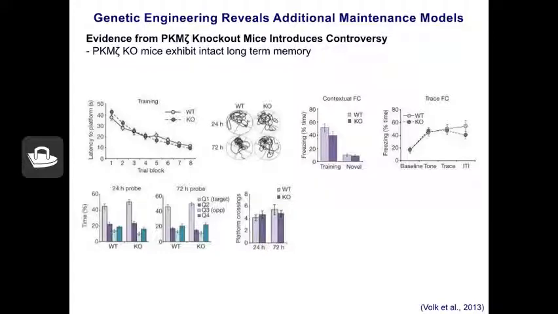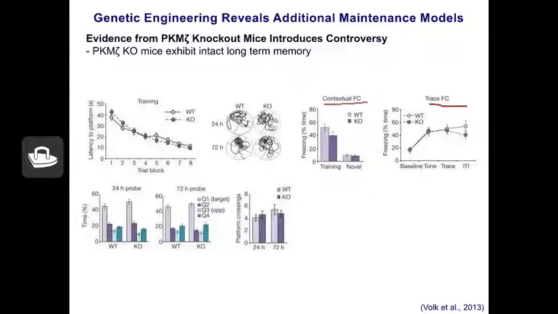And in the graphs on the right half of the slide, you can also see that the wild type and protein kinase M-zeta mice do pretty much equally well, certainly no statistically significant differences, in standard tests of both contextual and cued fear conditioning.